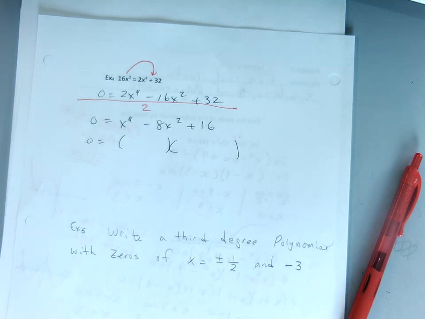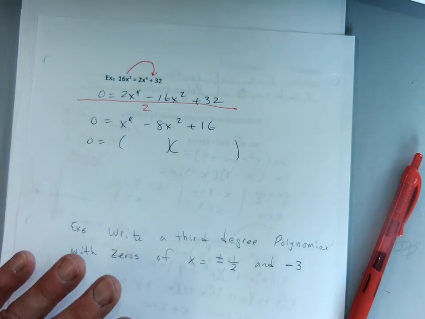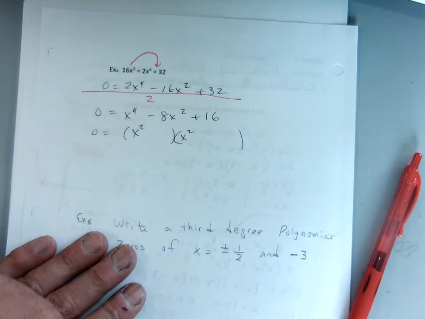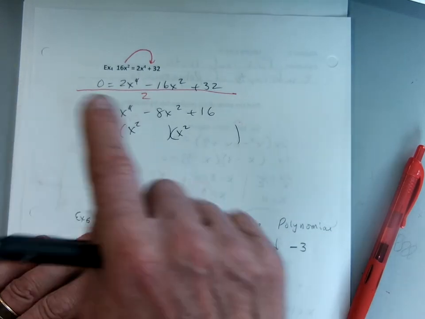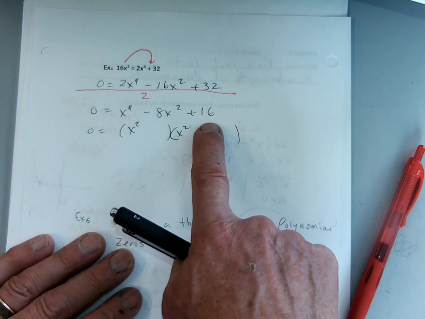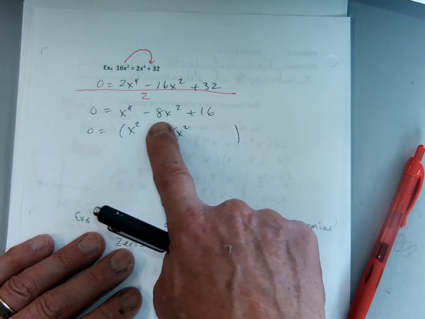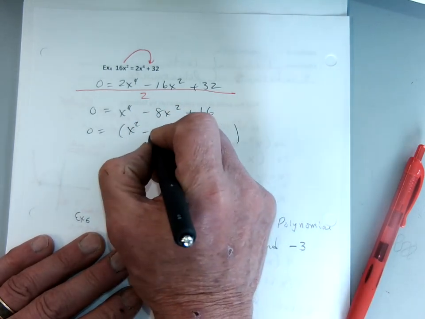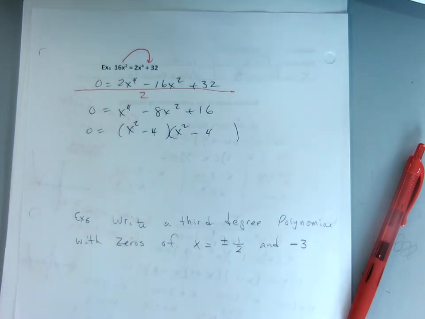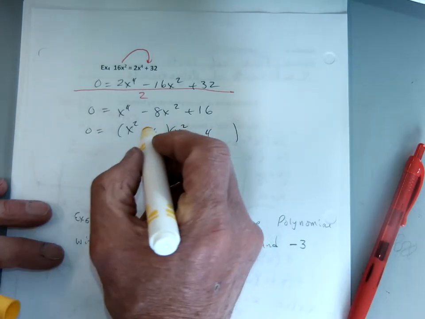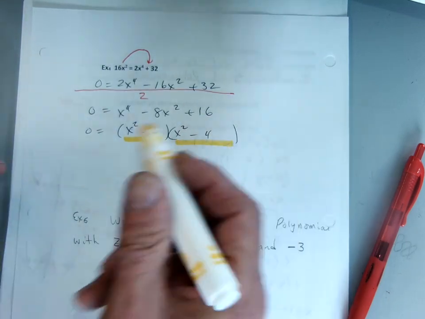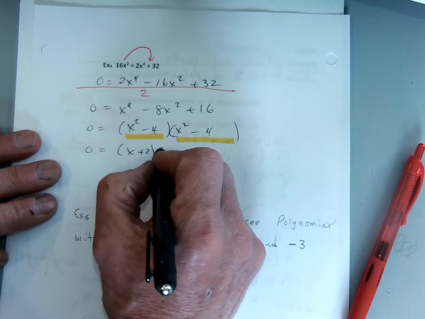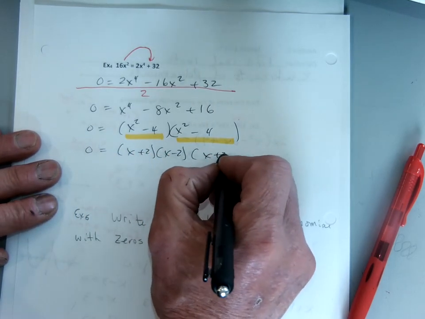Give me thumbs up when you're ready. Okay? I'm going to go x squared. Does that make sense? Yeah. And then what do you think? What times what makes 16? Negative 4, negative 4, right? All right. x squared minus 4 can be factored again. Both of these can be factored again into x plus 2, x minus 2. And again, right? x plus 2, x minus 2.